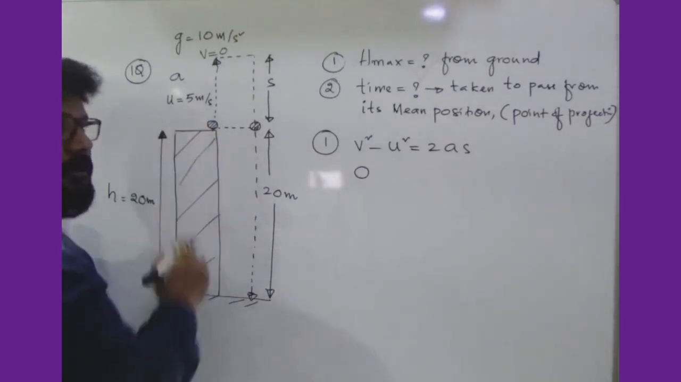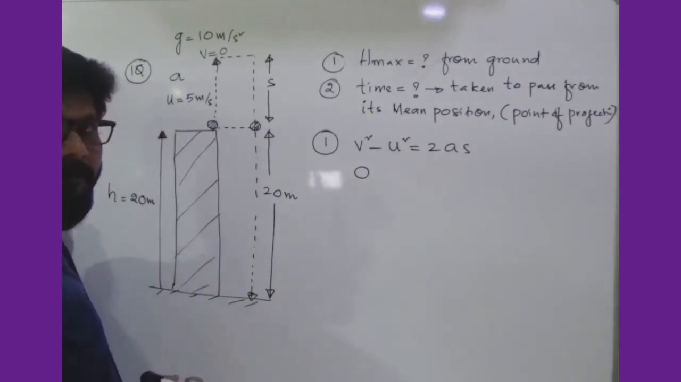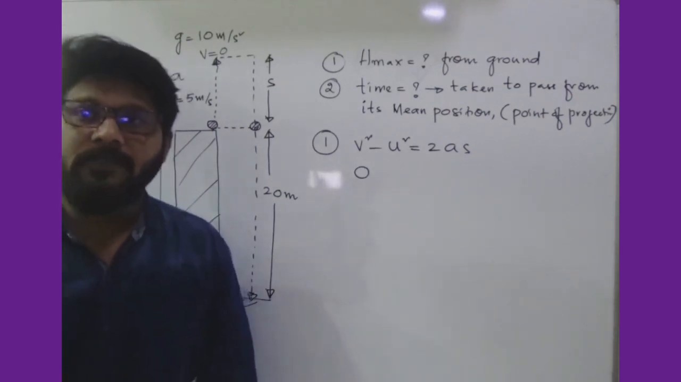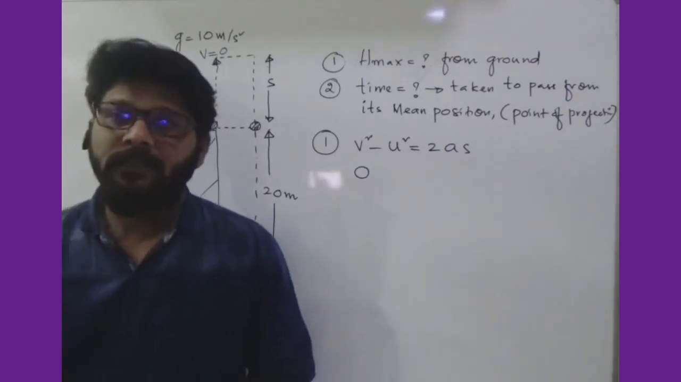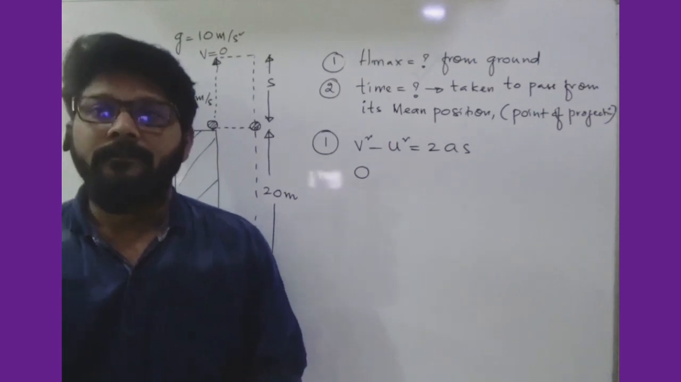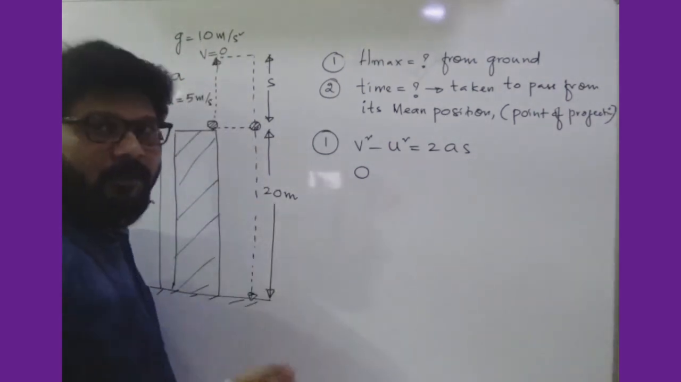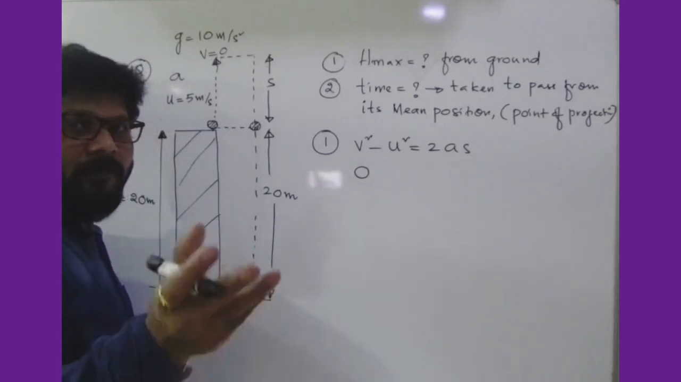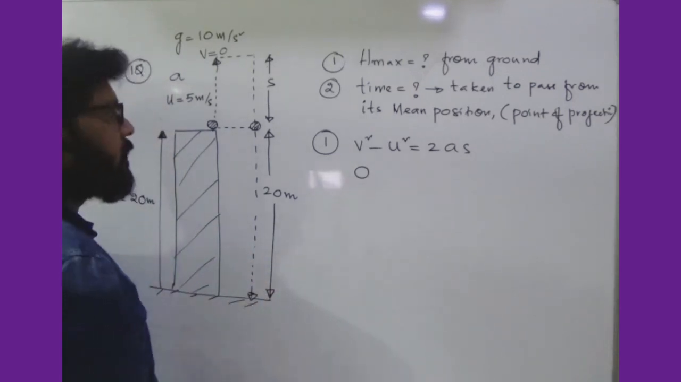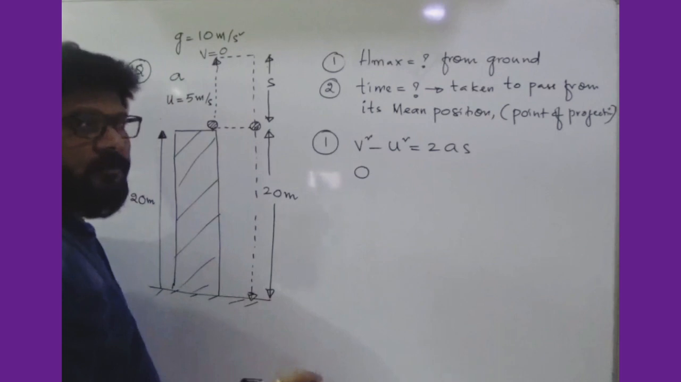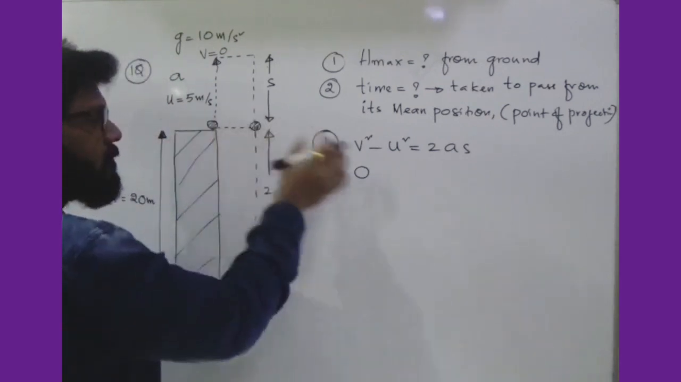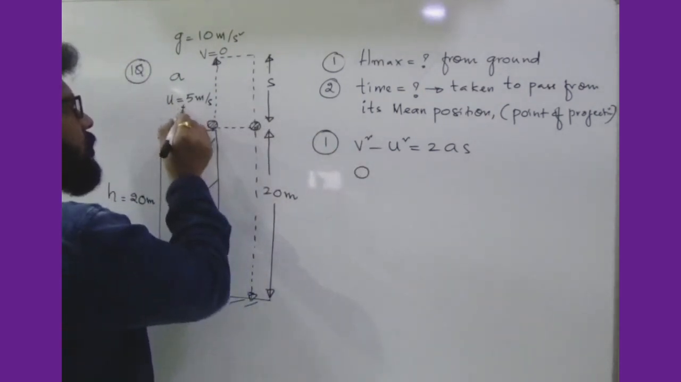Is the initial velocity positive or negative? Can anybody tell? Positive. Very good answer. Upward direction is all positive. Nothing to confuse, but most of them got confused, right? So upward direction is positive, which means as it is, we'll be substituting here.